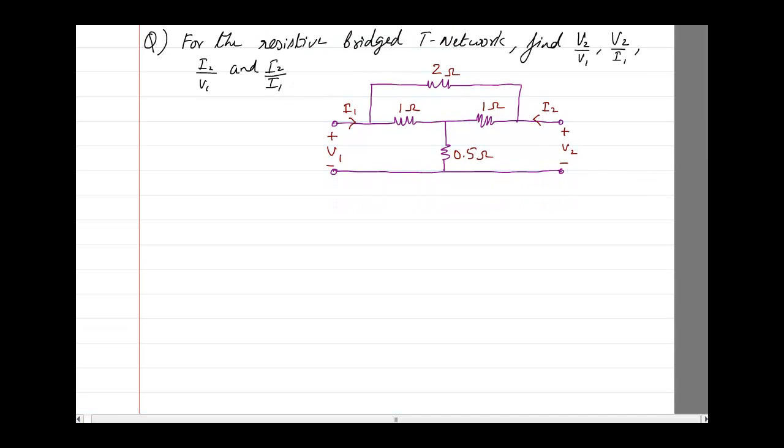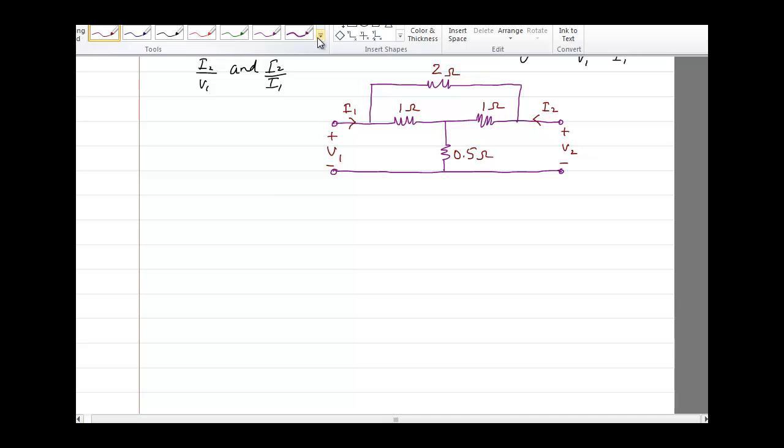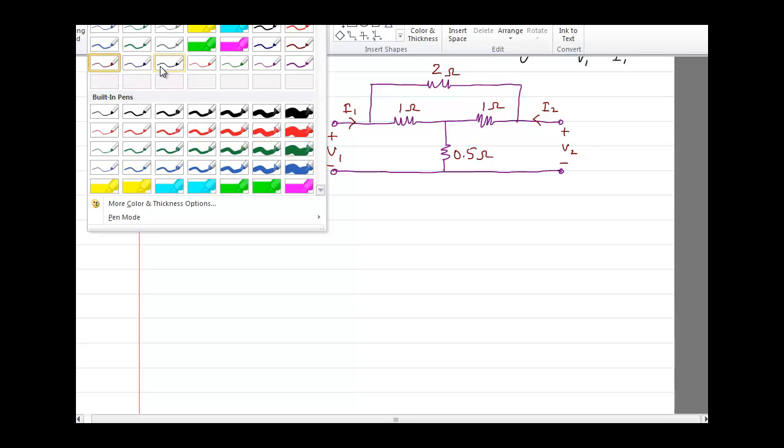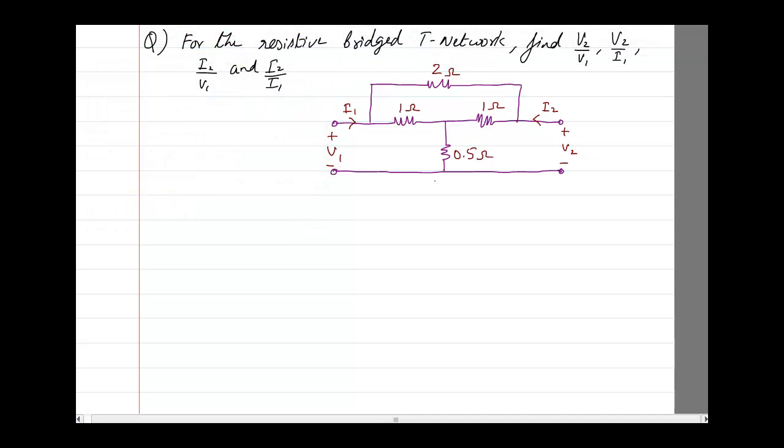What we can do here is use simple KVL analysis to get the answer. What is important is that whatever you do, all your relations should come in terms of V1, I1, V2, I2. Whatever else you write here should not be taken into the final equation. Every equation should be only in terms of V1, V2, I1, I2.